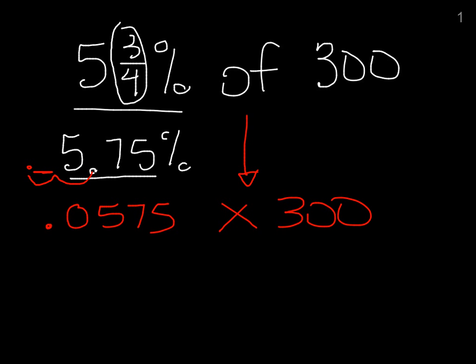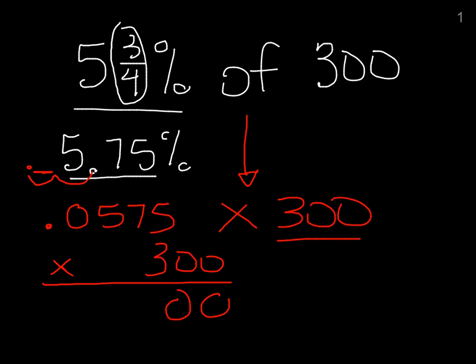So what I'm going to do is put the 300 under my 575. I'll put the 3 here, drop off the zeros like that, and then I'm going to multiply. I'll deal with my decimals when I'm done multiplying. And so I'll put those 2 zeros down here. 3 times 5 is 15, 3 times 7 is 21, plus 1 is 22. 3 times 5 is 15, plus 2 is 17.